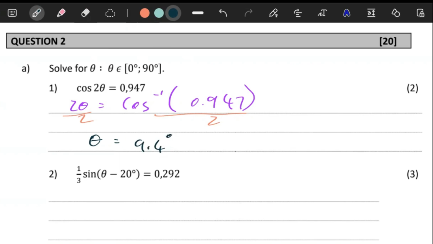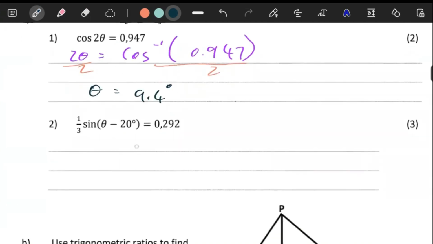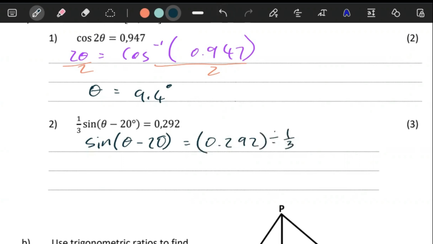Perfect. Next says we need to solve this. Solving for this, remember you can divide both sides by a third. You see sine, you have theta minus 20, and then this divided by a third, you can literally just put it like that in your calculator. What is that going to be now? This is going to give you 0.876.